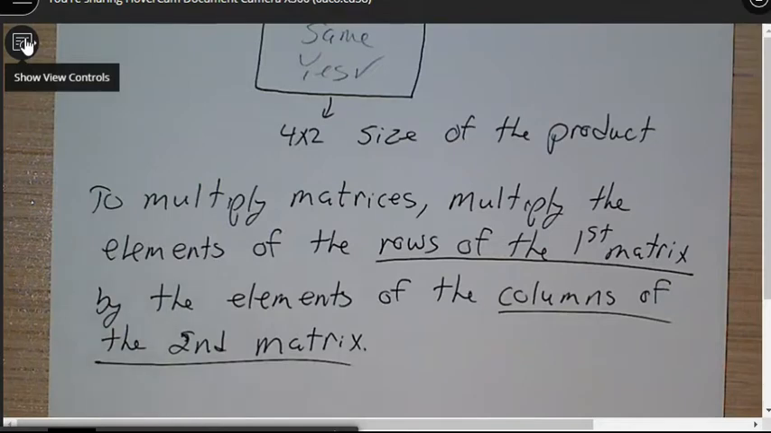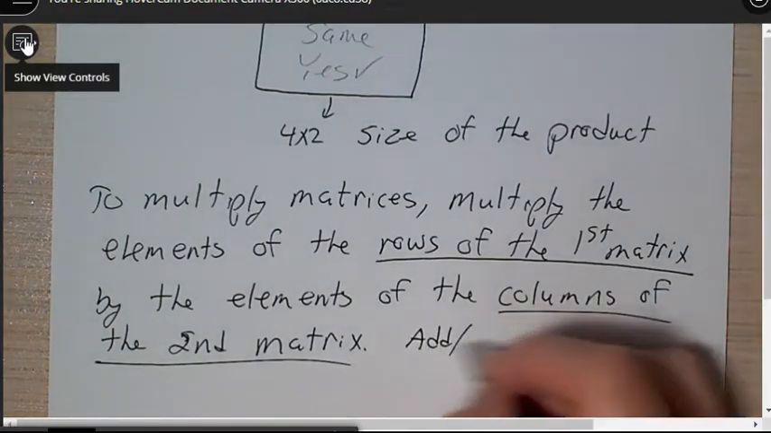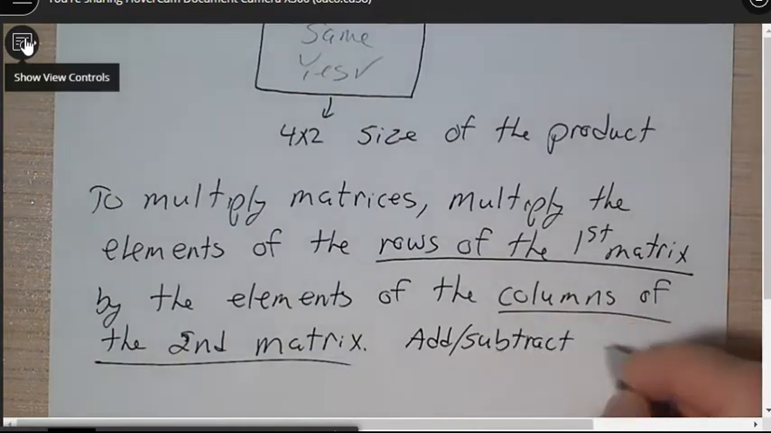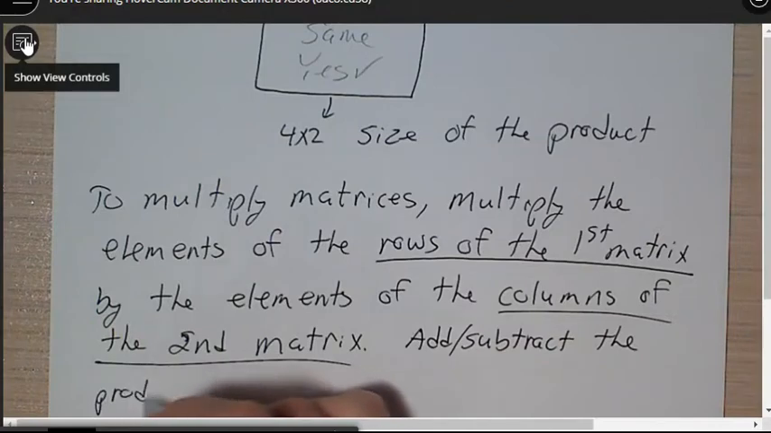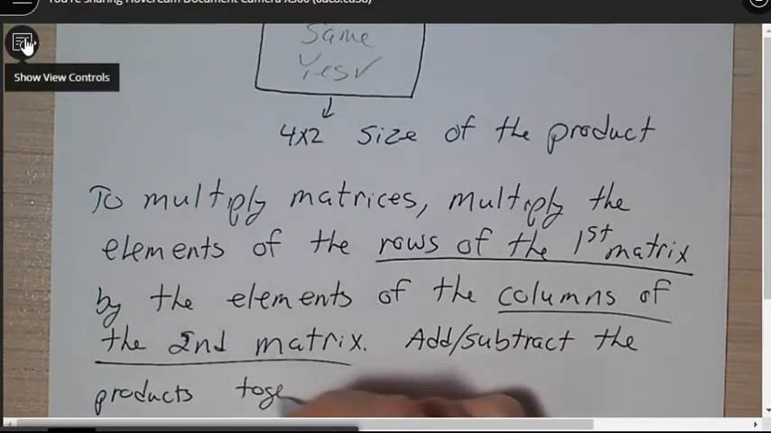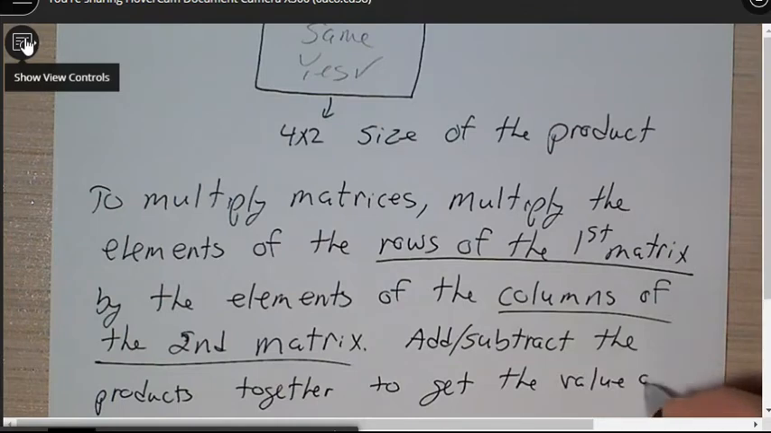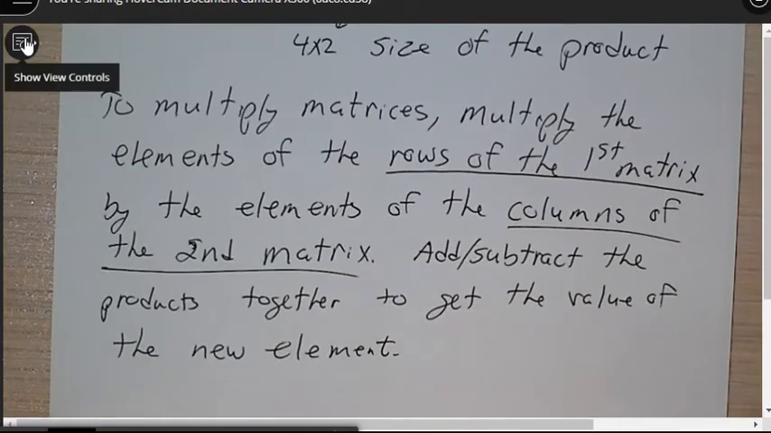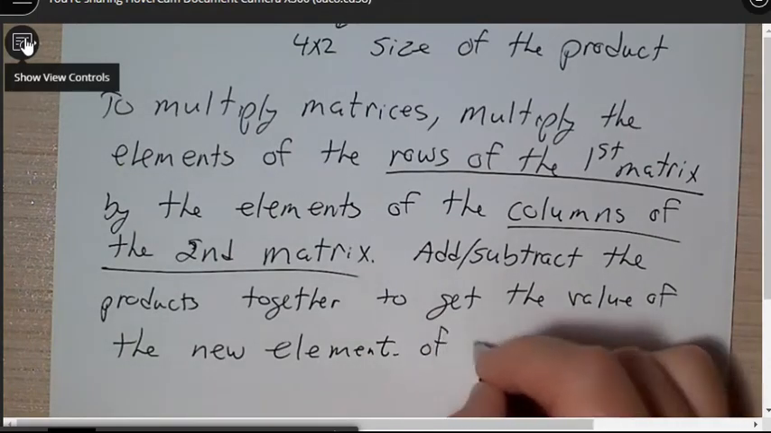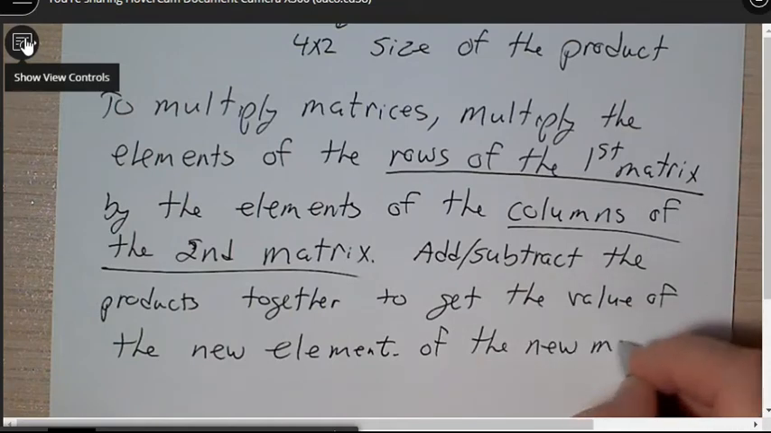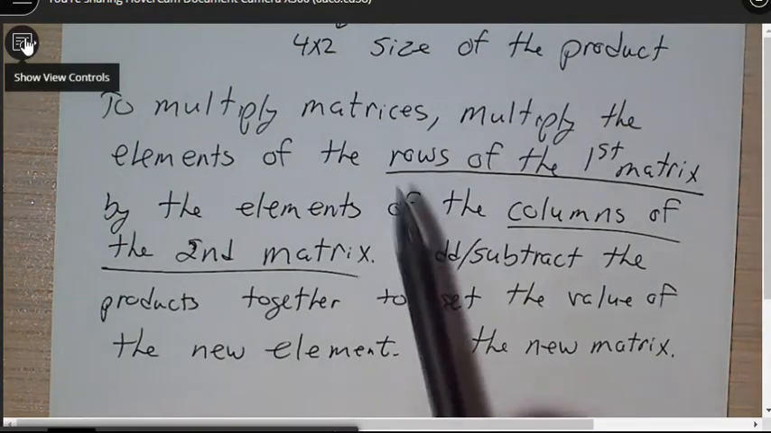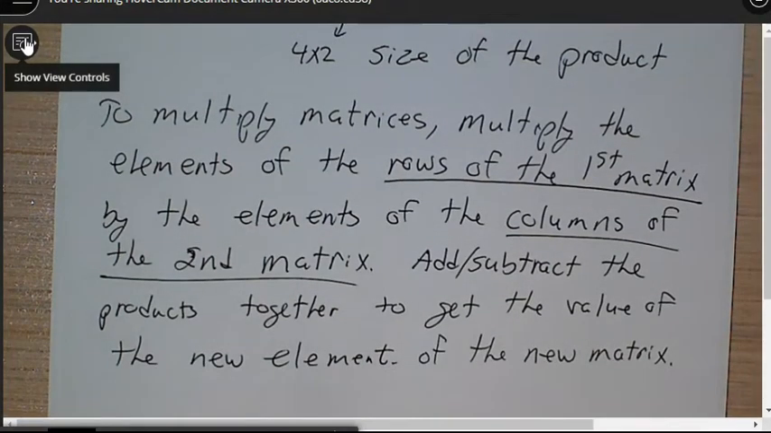Once you do that, you add all those numbers together, or subtract depending on the signs that you have. You add or subtract the products to get the value of the new element of the new matrix. And it just keeps repeating: you're always taking the rows of the first matrix and multiplying them by the columns of the second matrix.